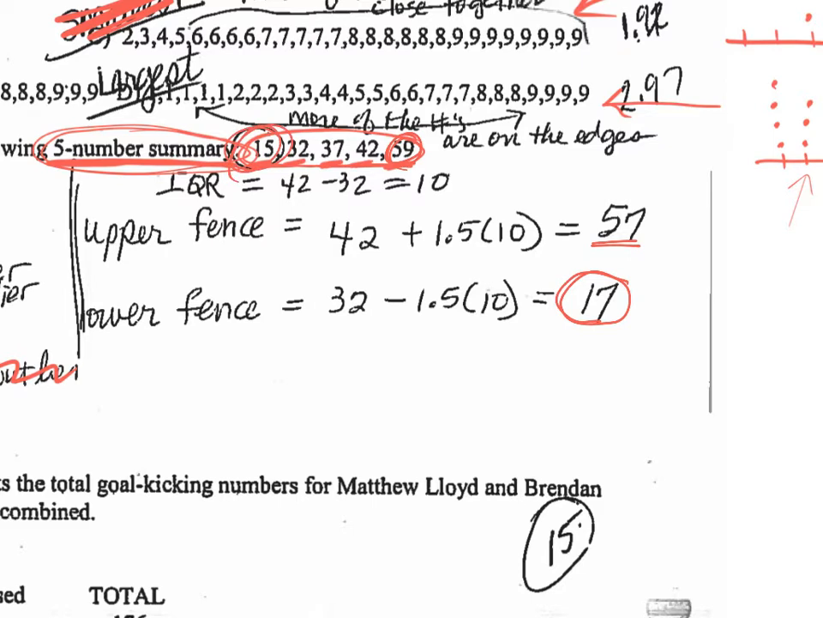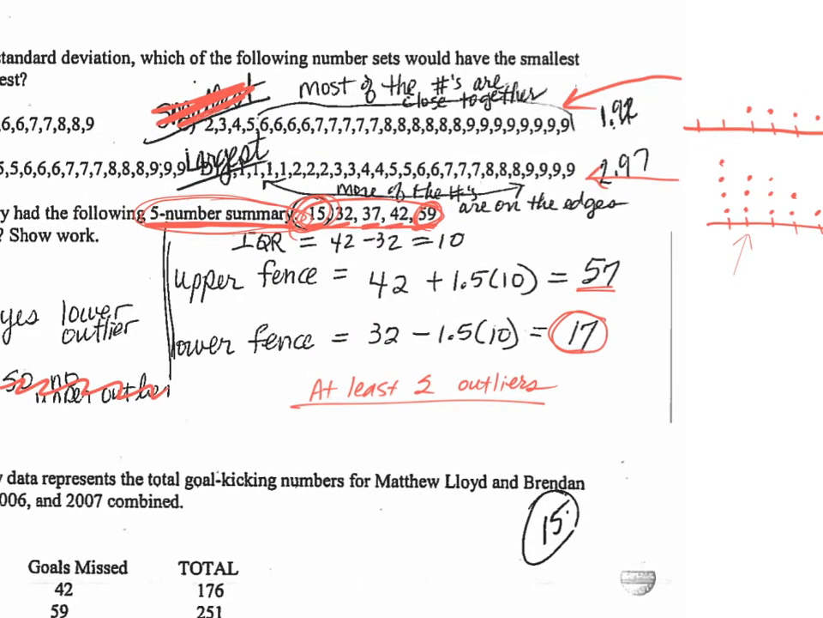So if you have at least one upper and at least one lower, what do you have altogether? You have at least 2 outliers guaranteed, because you have at least one lower and at least one upper. Could you say, like, at least one lower, at least one upper? You could just separate that, yes. At least one lower and at least one upper, that's fine.